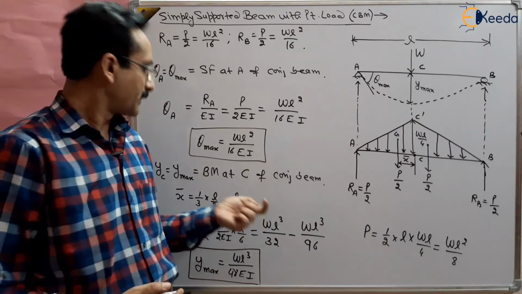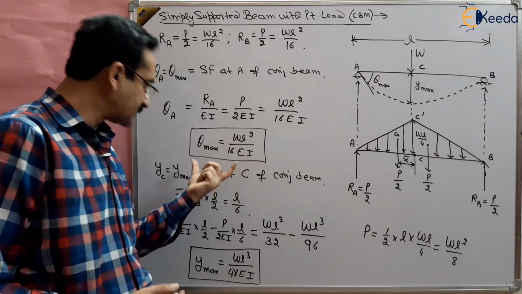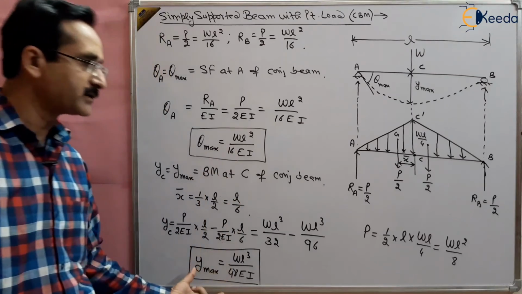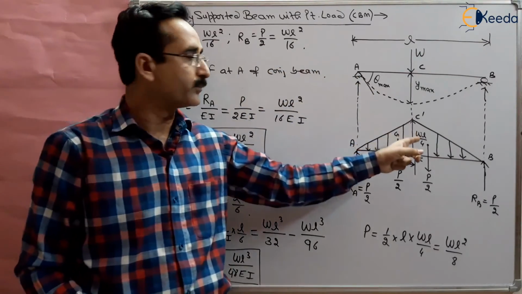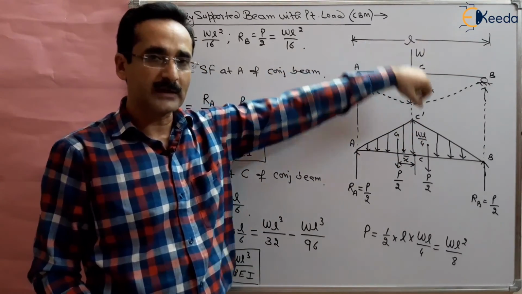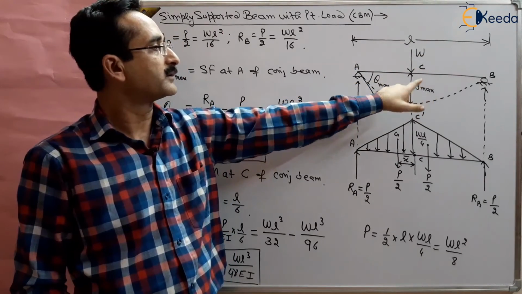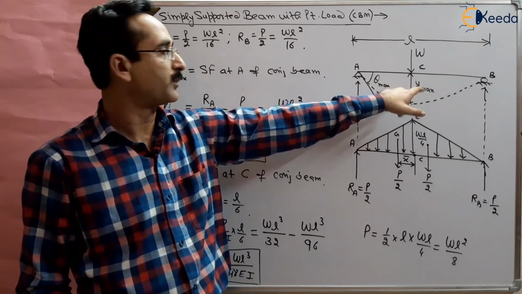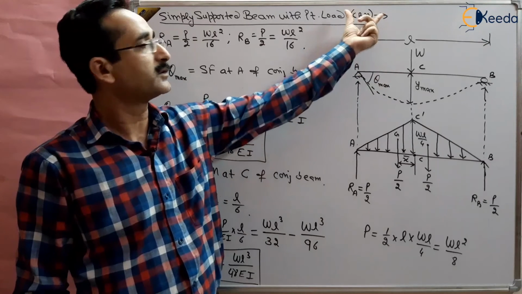So this is the maximum slope and maximum deflection for a simply supported beam loaded with a point load at the center, and we have obtained the maximum deflection and maximum slope using the conjugate beam method.